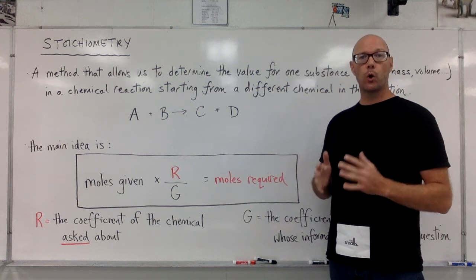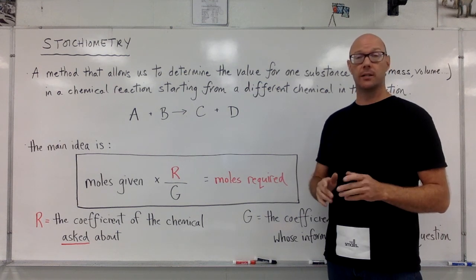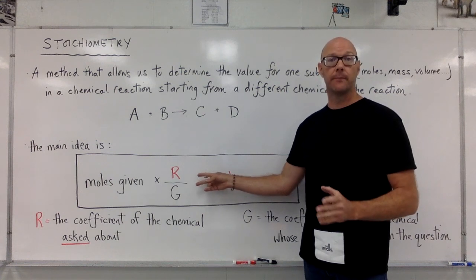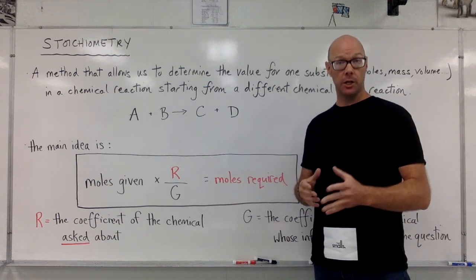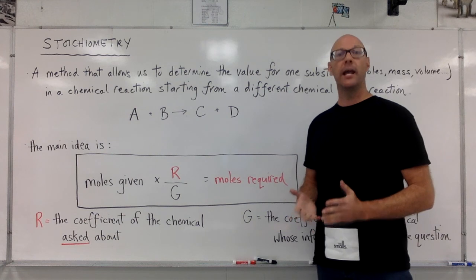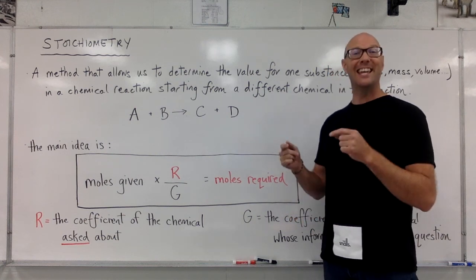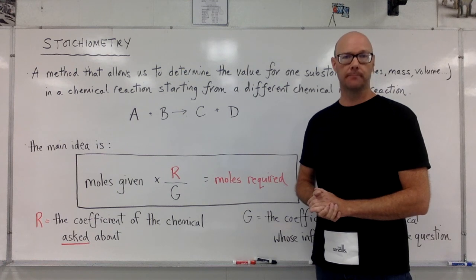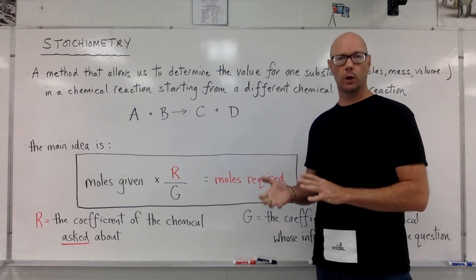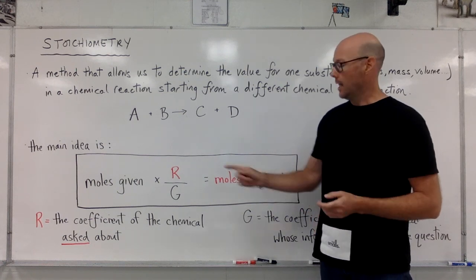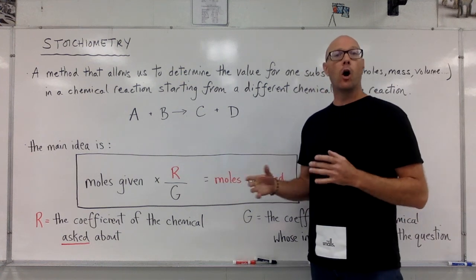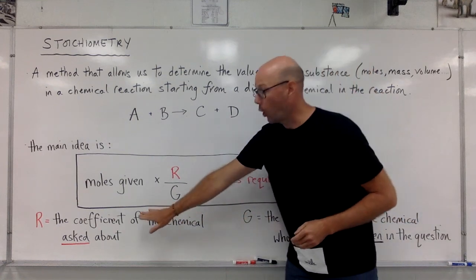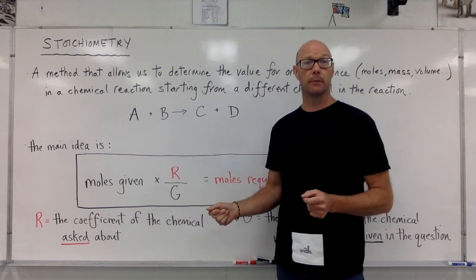Every single question in the unit has this ratio R over G in it. It might take a minute or two to get accustomed to it. However, because it shows up in every single question, we're going to get used to it pretty quickly. R over G, required over given. This R and this G are all from the balanced chemical reaction. The coefficient, that's the balancing number.